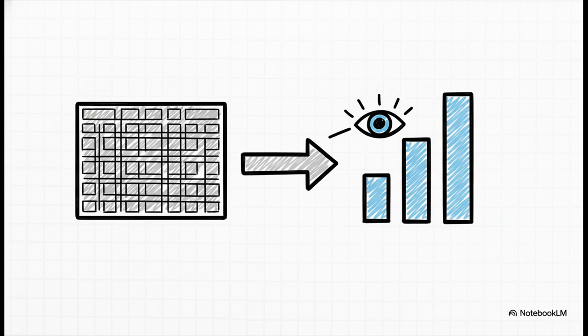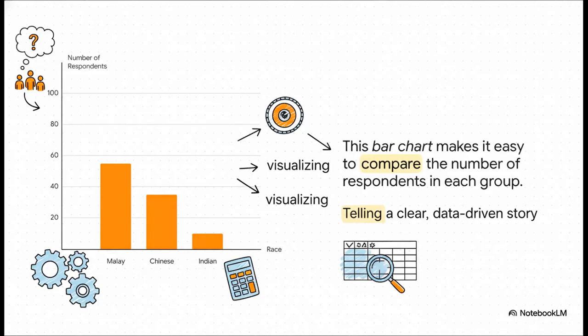Let's take that same data from our table and bring it to life. First up, the classic bar chart. Now, what's the first thing you notice? Your eyes go right to that tallest bar, don't they? You don't even have to read the numbers to see that the Malay group is the biggest, followed by the Chinese and then the Indian group. The different lengths of the bars tell a really powerful story about comparison, instantly.